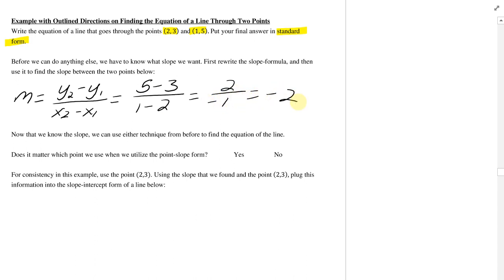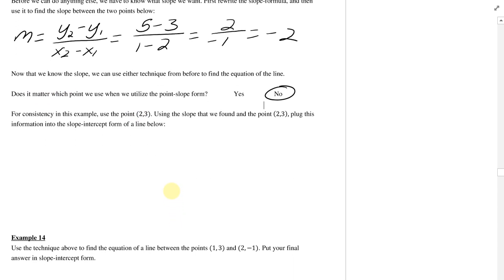So there's my slope. Now that we know the slope, we can use either technique to find the equation of the line. So here's the question. Does it matter which point we use when we utilize the point slope form? No, it does not matter. This is like one of the most common questions I get. People are like, well, I've got the slope and then I've got 2 points. Which one do I use? Up to you. Now, just to be consistent, we're going to use the point 2, 3, but normally you can choose whichever point you prefer.